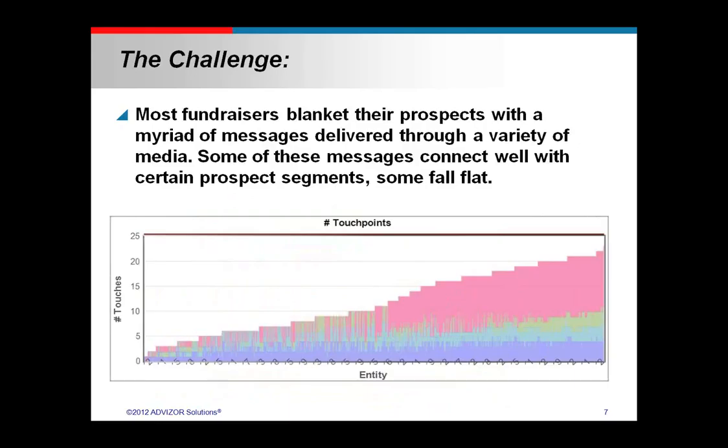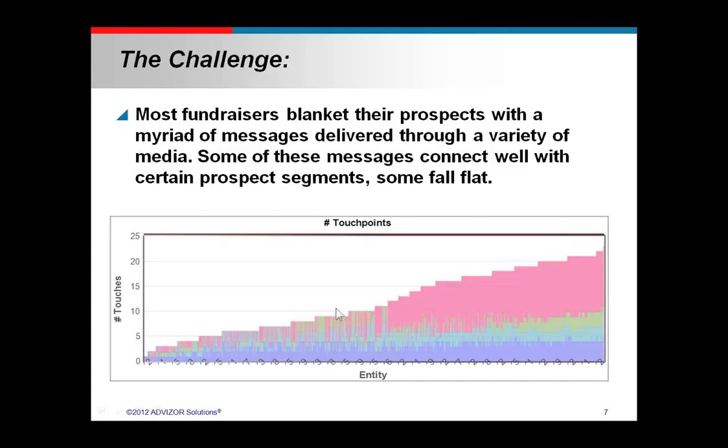Another look at this is looking at touch points. This chart is showing people who have been sent appeals. The left is a person who's been sent a couple of appeals in the last 12 months of the fiscal year. Over on the right is somebody who's been sent almost 25. And the coloring here is the type of the appeal. The blue at the bottom are general letters, some specialized letters, some phone calls.